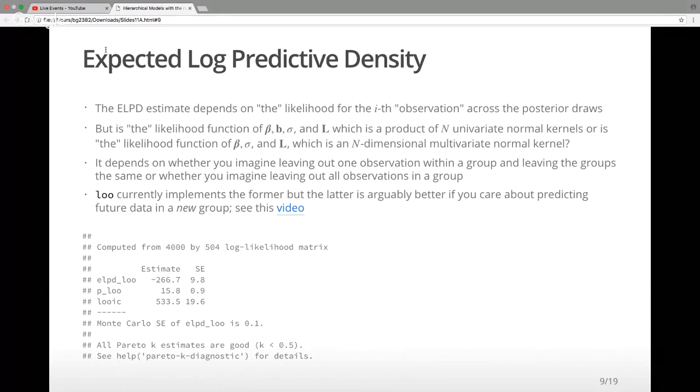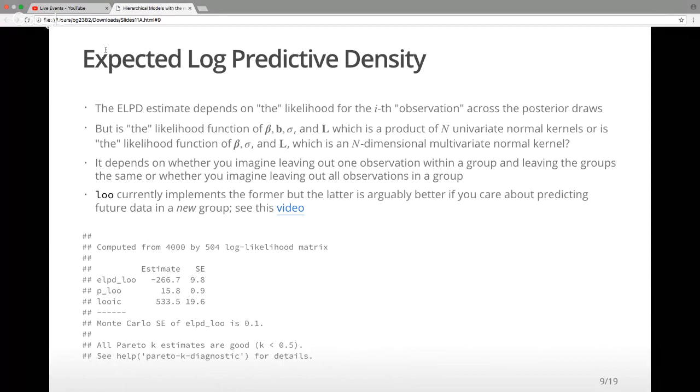And this choice depends on whether you imagine, am I leaving out one observation or am I leaving out one chimp? Do I want to make predictions for what the existing chimp would do if we extended the experiment with that chimp another observation, or if we left the whole chimp out and then predicted what would happen in the experiment for the left out chimp?